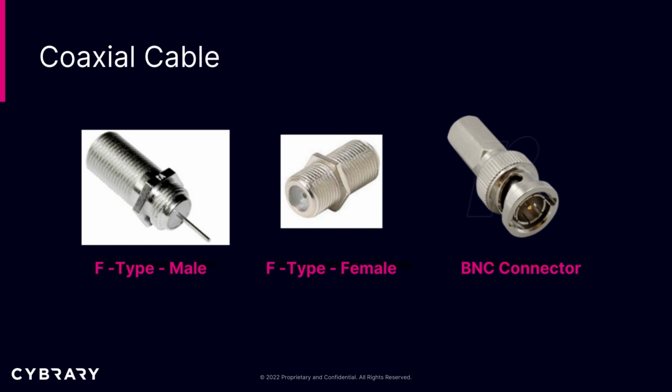And these are the connectors for coax. You have the F type female and the F type male. And also, you have what's called a BNC connector, which is a connector that has a twist that you use to connect the two wires together.